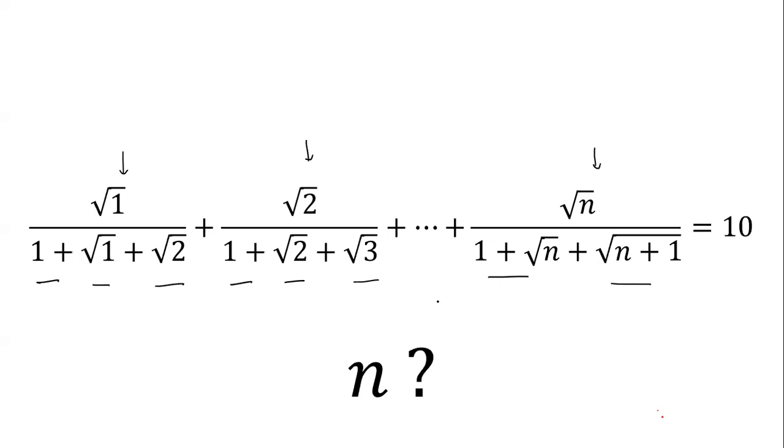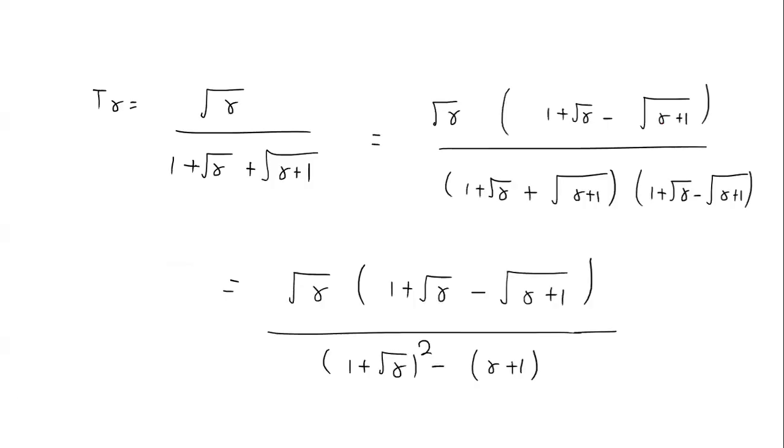And in the problem it is given that this summation is equal to 10. Then we have to find out the value of n, up to what terms we sum, so that we get the value of 10. So that is what this problem asks. So let's see how we can do this.